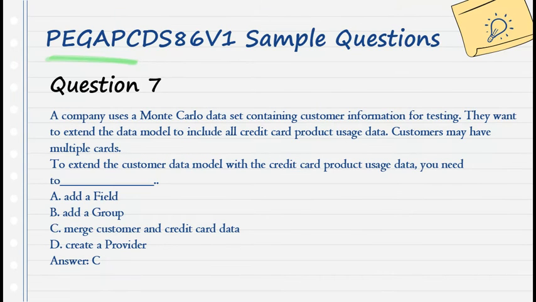Question 7. A company uses a Monte Carlo data set containing customer information for testing. They want to extend the data model to include all credit card product usage data. Customers may have multiple cards. To extend the customer data model with the credit card product usage data, you need to _blank. A. Add a field. B. Add a group. C. Merge customer and credit card data. D. Create a provider. Answer: C.